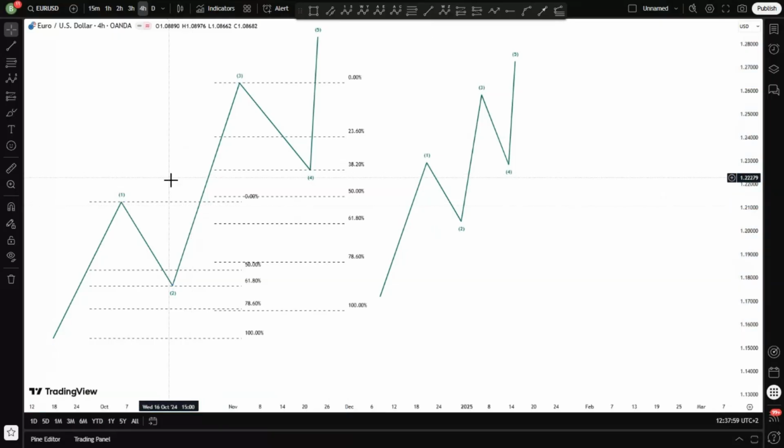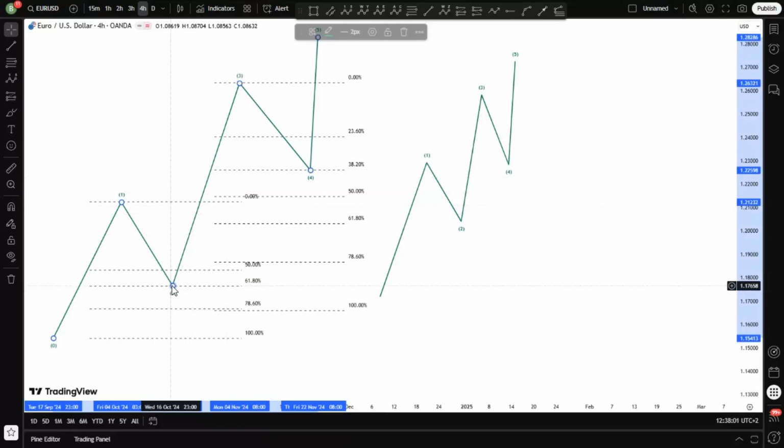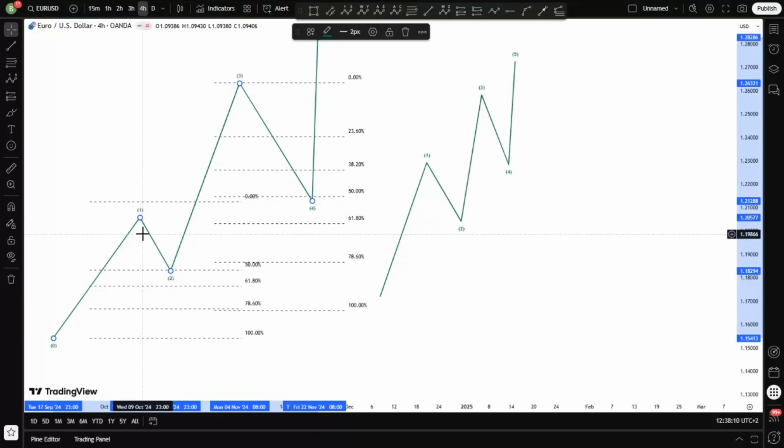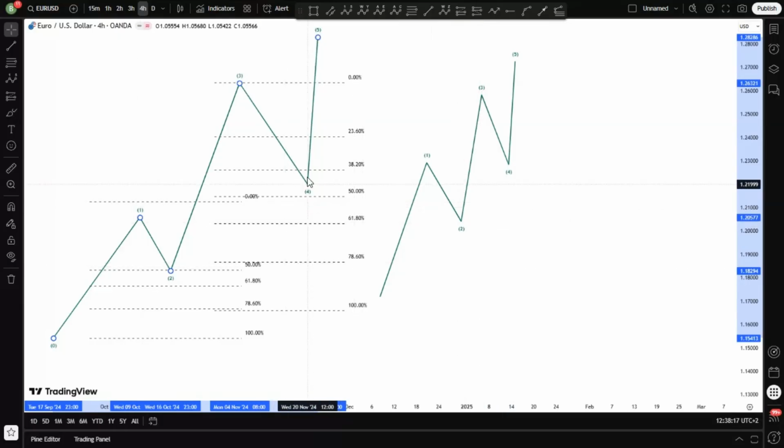So it's just like that. If you see wave 2 being 50%, expect wave 4 to retrace to 50% in that situation, as long as it can overlap, but in case of a diagonal. So that's how we measure wave 2 and wave 4.